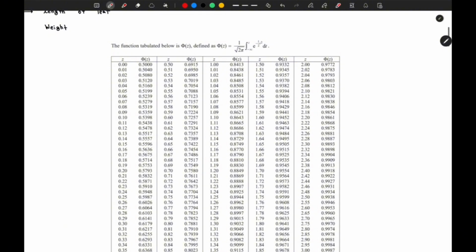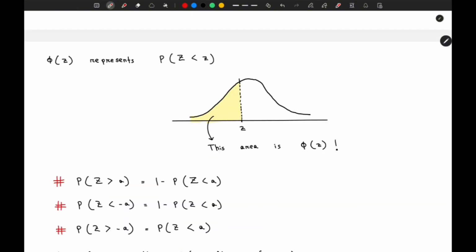Now for this statistical table, for this equation, the mean value is set to 0 and the standard deviation, or the variance, is set to 1 by default. And this is where phi z represents the probability of Z is less than z. This area is known as phi z.